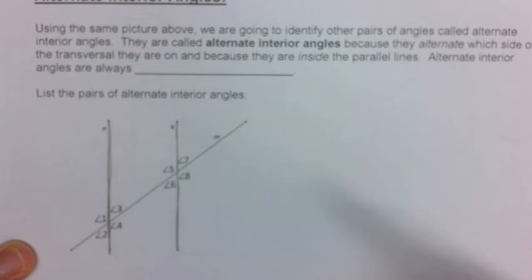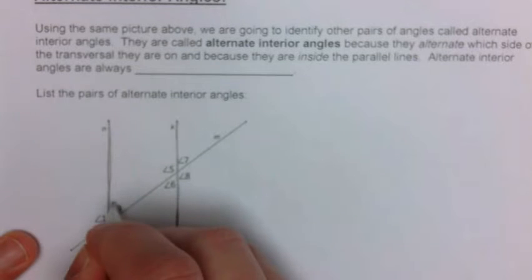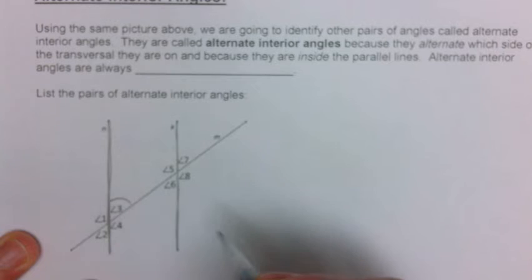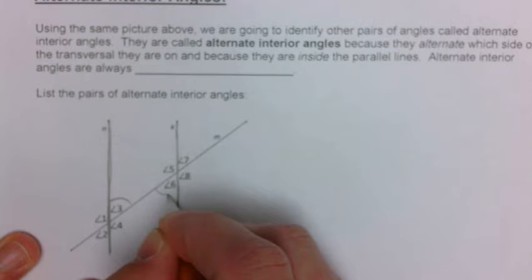5, and 6. What we need to have are angles that are on different sides of the transversal, but they're also going to be inside of the parallel lines. What we see here is that if I look at angle number 3, another angle that's on the inside, but on a different side of the transversal, is angle number 6.